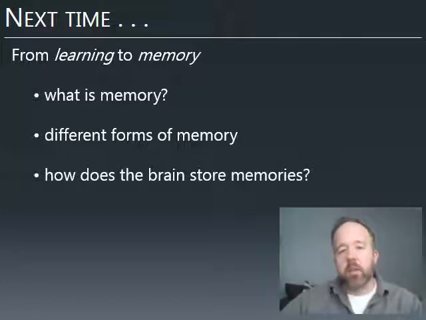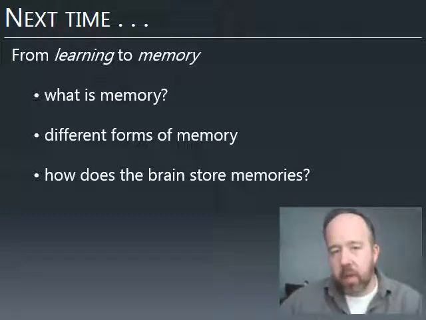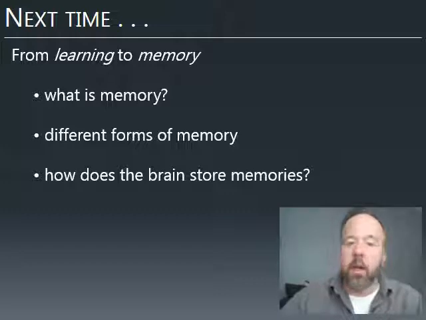And we'll get back to the brain. We'll talk about how the brain stores memories, which structures of the brain are important for different kinds of memory. At the cellular level, how does the brain store memories? So we'll talk about all of that in that unit, and I will see you then.